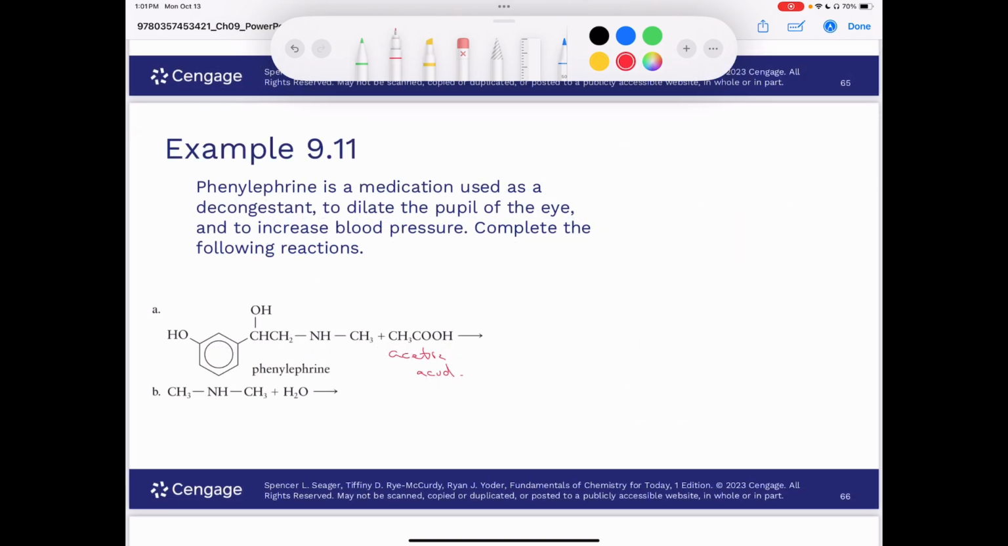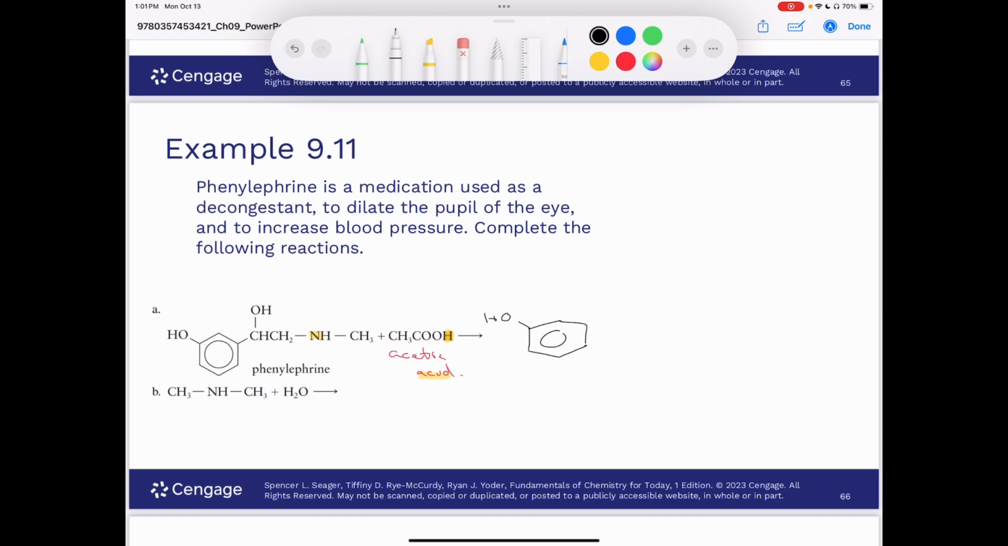Okay, so let's see if we can finish this question. Phenylephrine is a medication used as a decongestant, to dilate the pupil of the eye and to increase blood pressure. Complete the following reaction. So we have phenylephrine reacting with acetic acid. I have it labeled here. In acetic acid, there's only one acidic proton. It's this proton here, the one on the very end, attached to the oxygen. Our nitrogen is going to pick up the extra proton, the hydrogen atom.